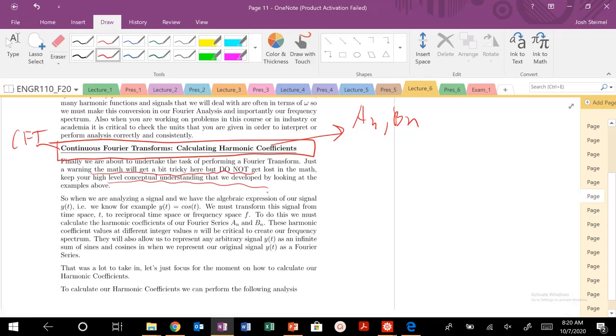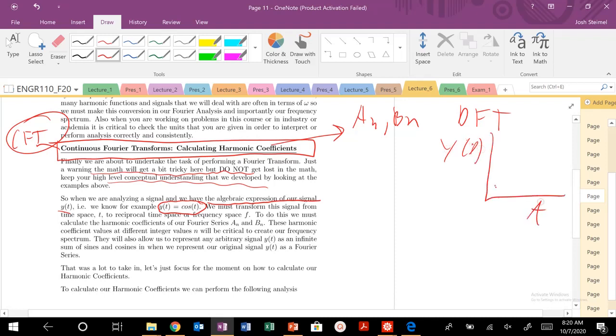When can we perform a continuous Fourier transform? Because we're going to start to talk also about discrete Fourier transforms. Well, we can do continuous Fourier transforms when we have the algebraic expression of our signal, y of t, that original signal we want to work with. So if I know y of t, for example, equals cosine of t, then I can perform a continuous Fourier transform. Discrete Fourier transforms are more appropriate if I just have a set of data. So if I just have points and I can't describe the function algebraically, I have to do a discrete Fourier transform. But if I can write the algebraic expression for my function, then I can do a continuous Fourier transform.